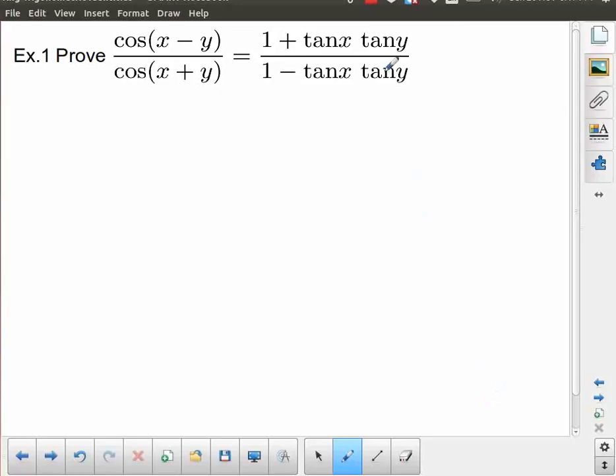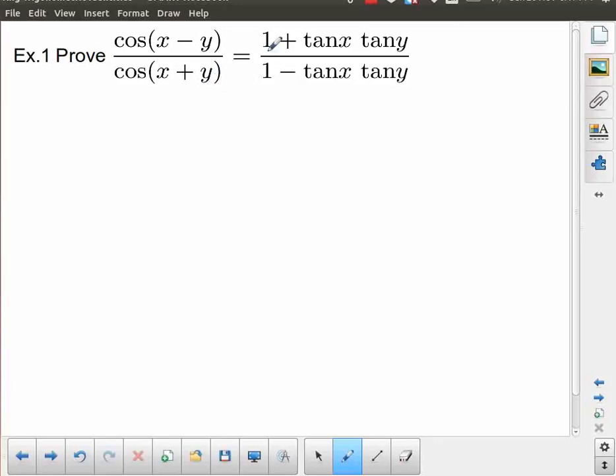Now, in this case, I'm going to start off with what appears to be a fairly complicated identity, one that is not immediately obvious. What side should I start with? I'm going to start with the left side, and the reason is that, at the very least, the left side gives me something that I can work with. I know how to move directly from cos(x - y) and cos(x + y) to something else.